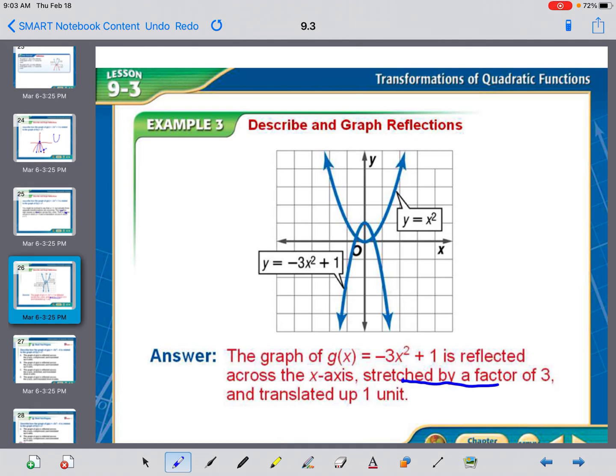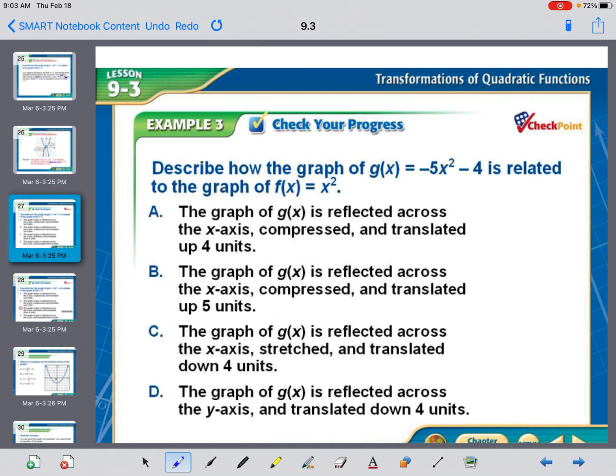stretched vertically. I said that, I believe. So 3 things are going to happen. It's going to go down 4, the vertex, well, the whole graph, but you start with the vertex. It's going to be reflected across the x-axis, and it's going to be stretched. This says compressed. No. This says compressed. No. This says it's reflected across the x-axis. It's stretched. Yes, it is. And translated down, and that would be true. Answer is C.